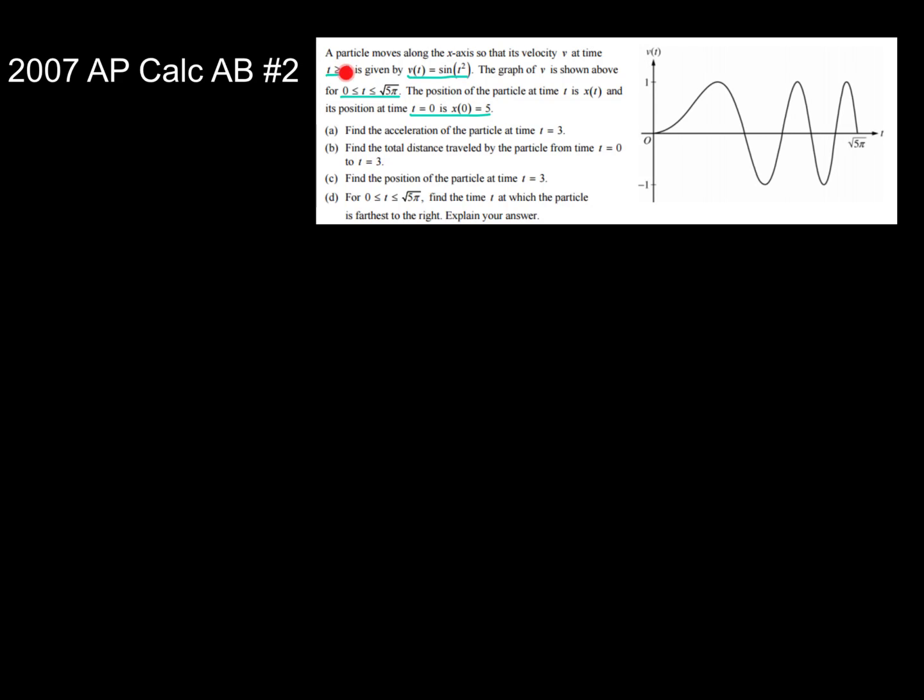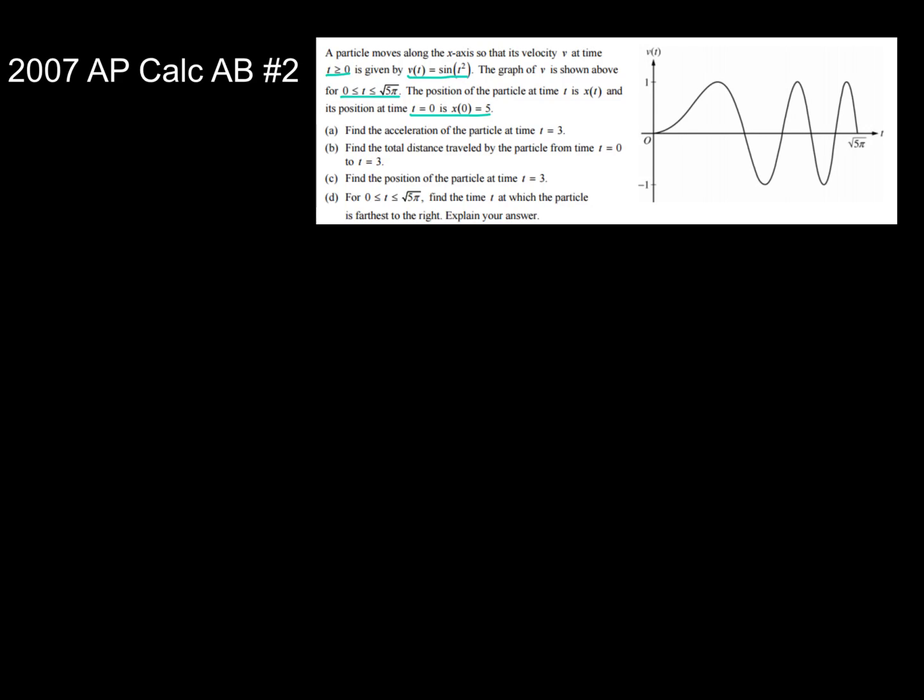Key pieces of information that I noted: t can be greater than or equal to 0. That makes sense. Here's my velocity function. I'm going between 0 and square root of 5 pi. It's important. And that x of t is the position of the particle at time t, and that I have an initial position of 5 on the x-axis.